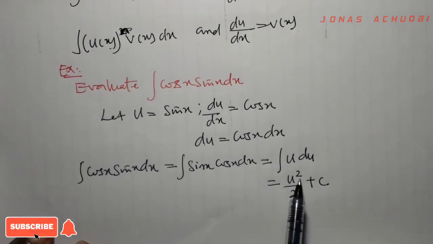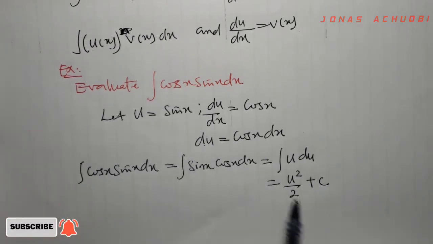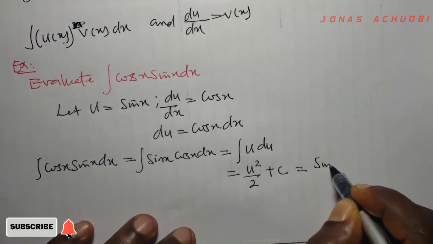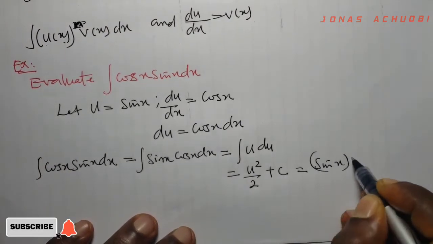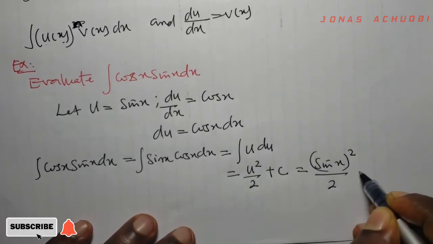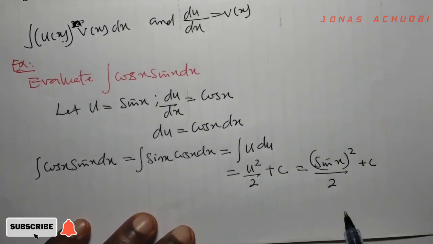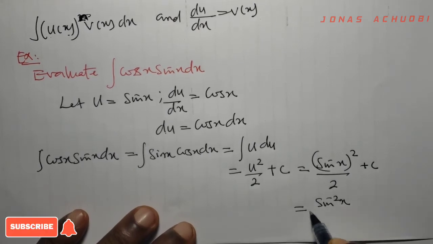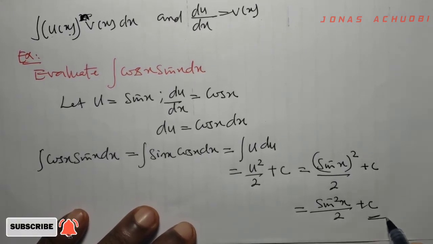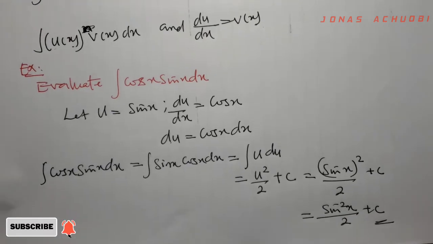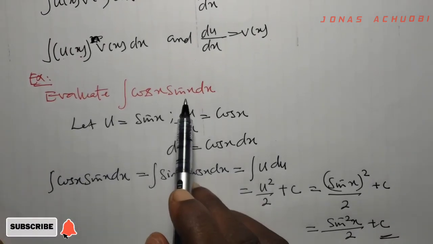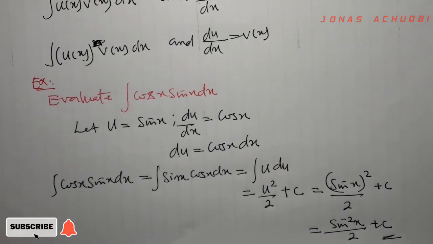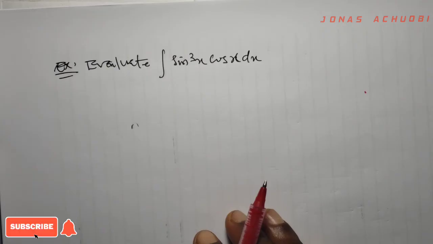But what is u? u is sin x. So we now write this as sin x all squared divided by 2 plus c, which can be written as sin squared x over 2 plus c. And we are done with the integral. So what we observed was that when we differentiate sin x, we get cos x, and that was all we needed. We take the second problem.